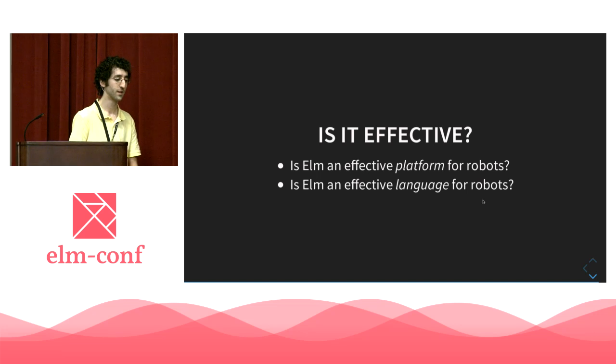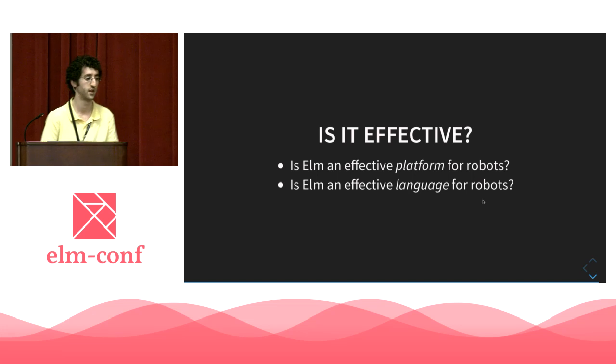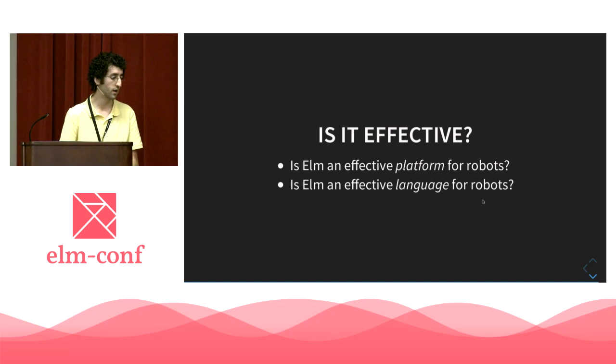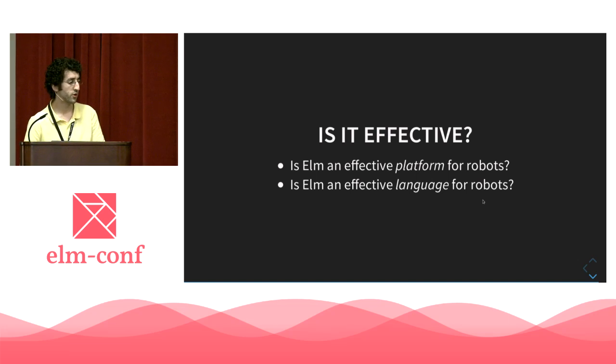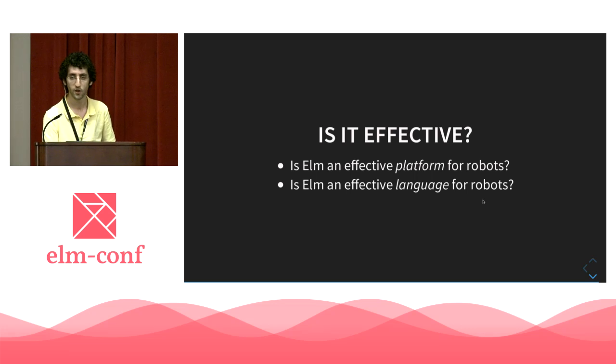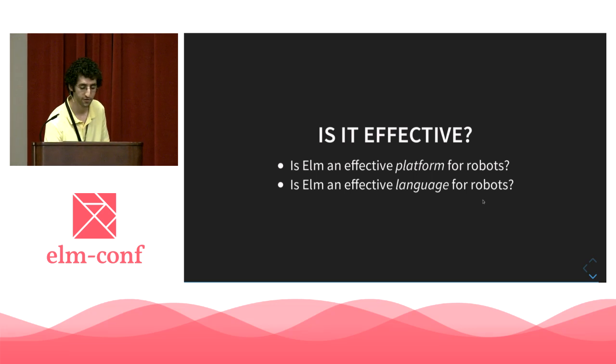Perception often involves some amount of state, and Elm makes that very explicit. Behavior involves a lot of state machines, and custom types and pattern matching are really great for that. And treating control as a declarative approach has a lot of the same benefits as a declarative approach to views: what the robot's doing always reflects its internal state and its intentions. So I think it was an effective language for robots.